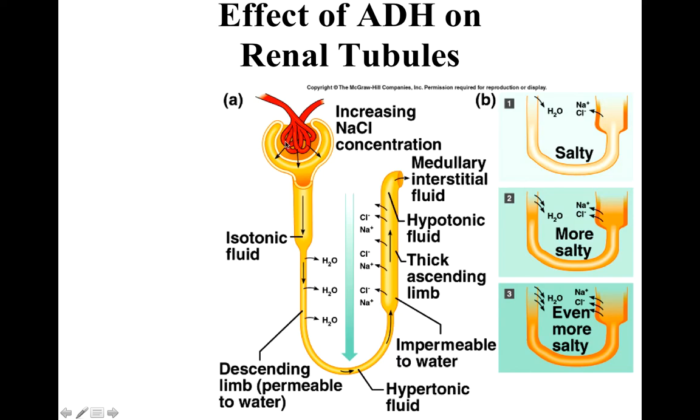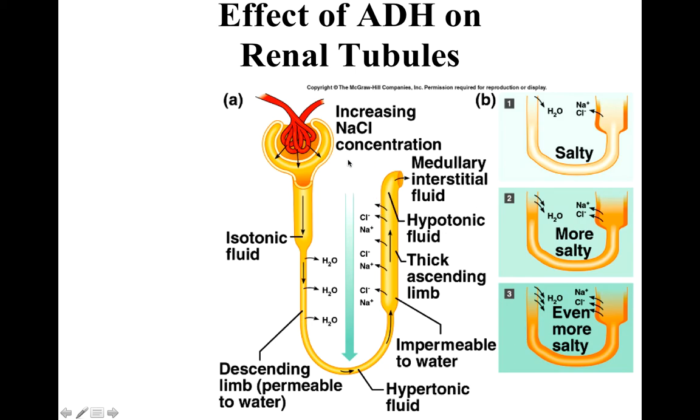Okay, effects of ADH on the renal tubules. Without ADH, the distal convoluted tubule and the collecting duct are impermeable to water. So the distal convoluted tubule, normally water can't pass through it. Same thing with the collecting duct, water can't pass through it.